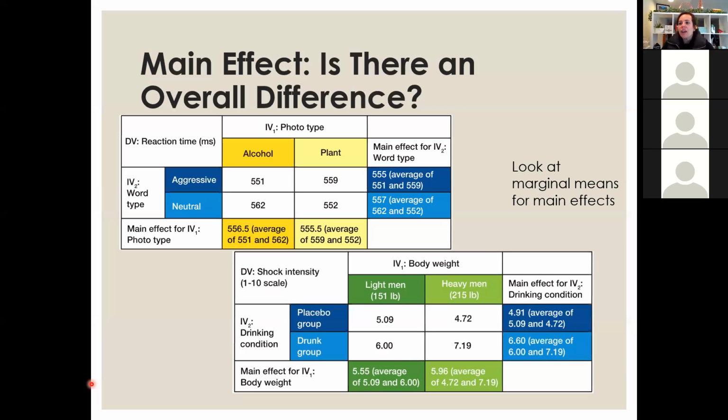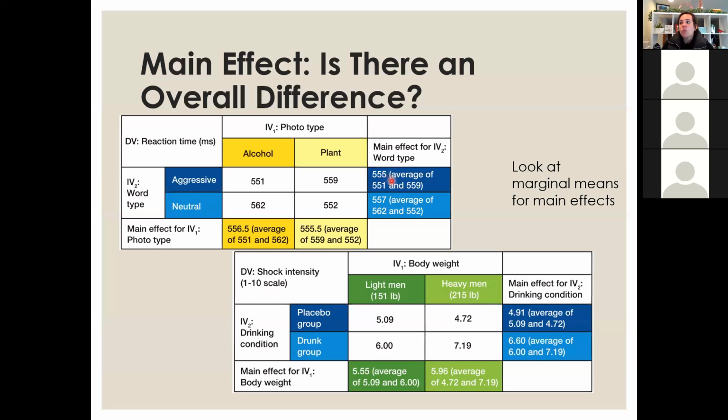So if I'm looking here at the word type, whether it's aggressive or neutral, I would be taking the averages to see if there's a main effect for word type. So 551 plus 559 divided by 2 gives me an average of 555. For the neutral word, I do the same thing. So 562 plus 552 divided by 2 gives me an average of 557. Now I'm looking to see if there's a difference between the two averages, because that's what's going to tell me if there's a main effect.